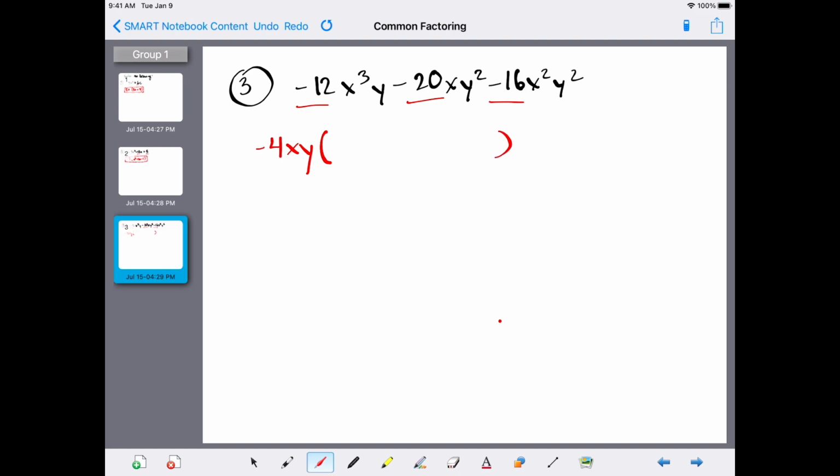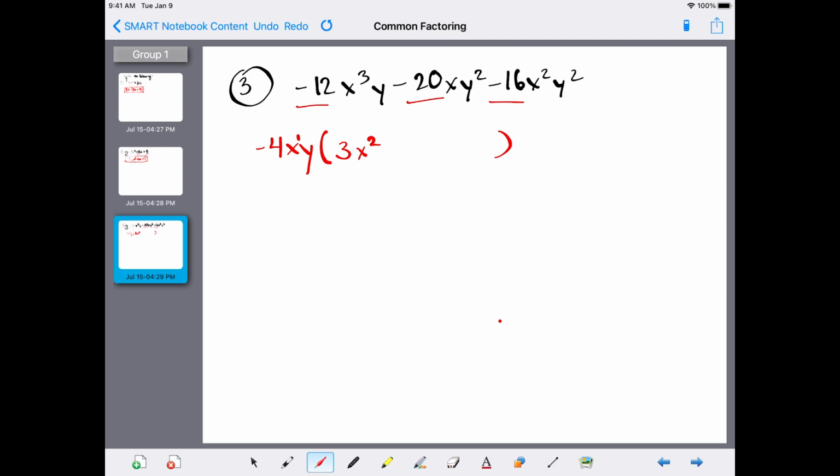Okay, now we can open up those brackets. Now we divide: negative 12x cubed y divided by negative 4xy is going to give us 3x squared. Because x cubed divided by x is just x squared. It's an imaginary 1 there. And when you divide bases with the same exponents, you just subtract the exponents. So 3 subtract 1 is 2.